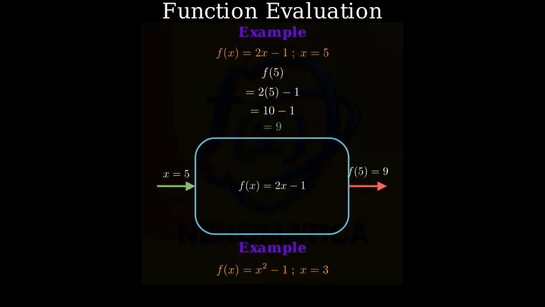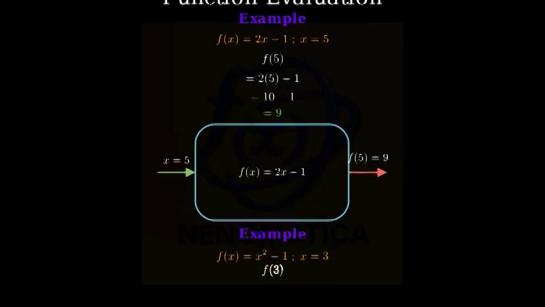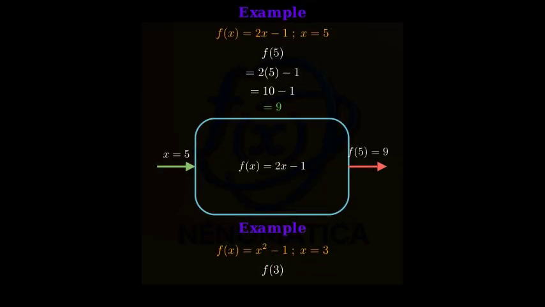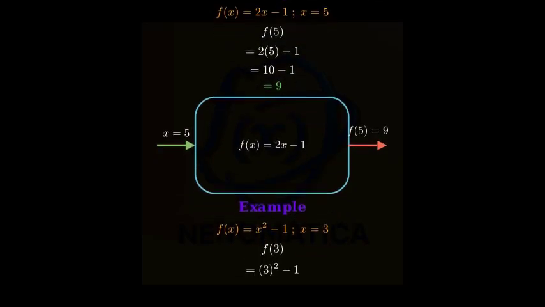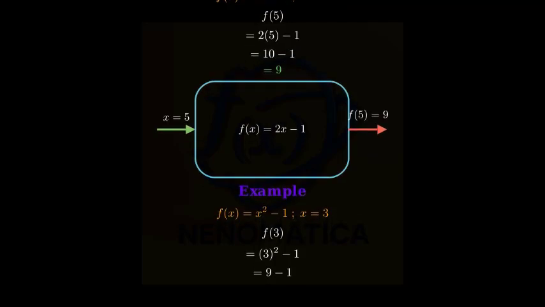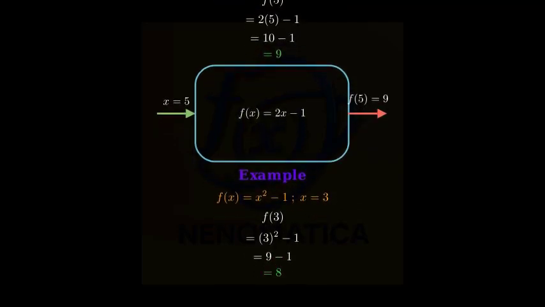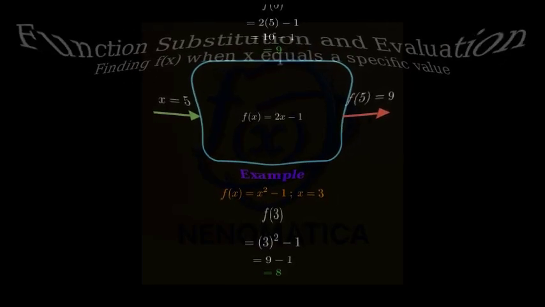Here we have the function f of x equals x squared minus 1, and we need to evaluate it at x equals 3. Again, we'll start by writing f of 3. Next, we substitute x equals 3 into the original function expression. So we have 3 squared minus 1. 3 squared is 9. Finally, we subtract 1 from 9, giving us 8. So f of 3 equals 8.